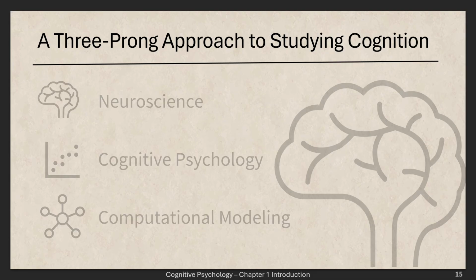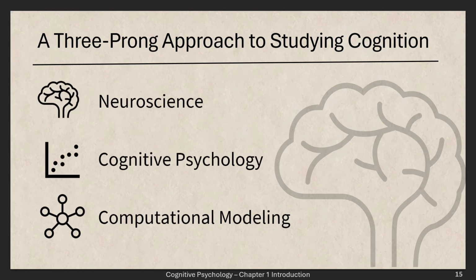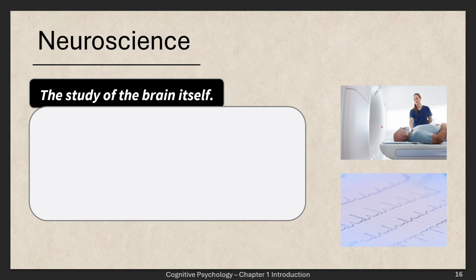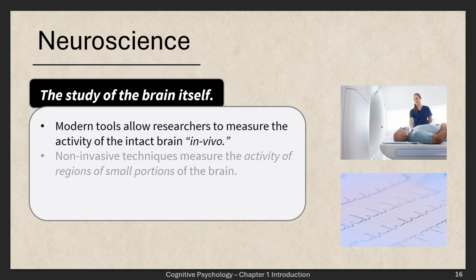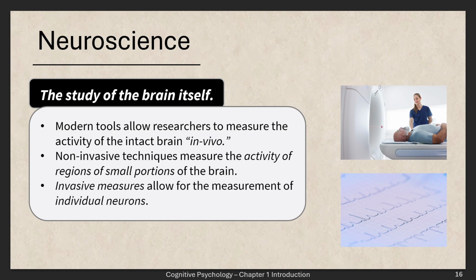To study these complex cognitive systems effectively, modern science relies on an interdisciplinary, three-pronged framework: neuroscience, cognitive psychology, and computational modeling. Neuroscience investigates the physical brain itself, using modern, non-invasive neuroimaging tools like fMRI, EEG, and fNIRS. Researchers can observe brain activity in living human beings in real time.